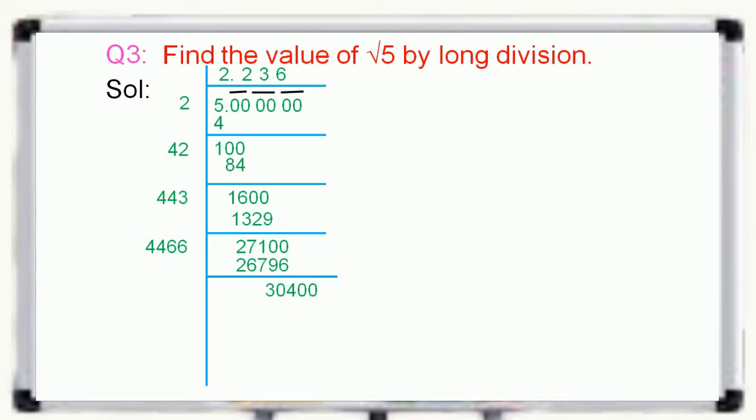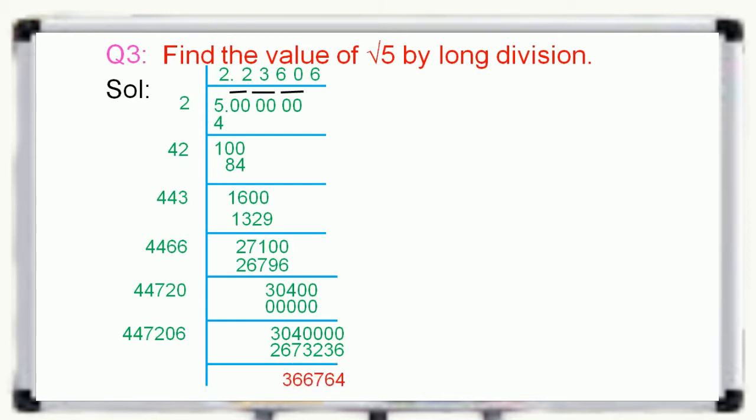Now the new divisor is 44,720. That means here the quotient is 0. So here after subtracting, we get the same number, 30,400. By taking two zeros, the number becomes 30,40,000. So here the divisor is 4,47,206. So into 6 is equal to 26,73,236. So the remainder is 3,66,764. So we conclude the division here because this is a non-terminating decimal.